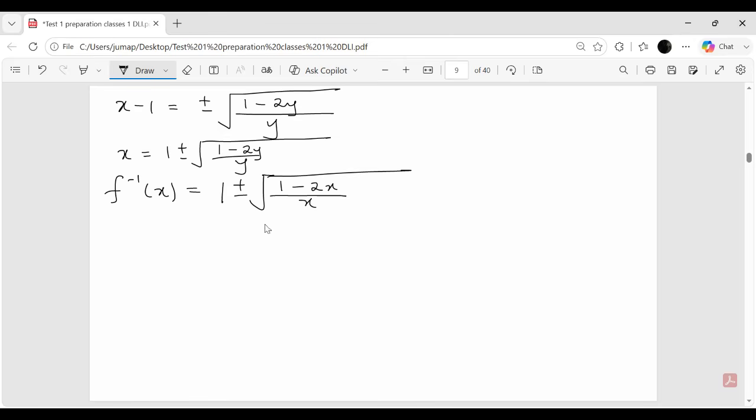So when I'm finding the domain, the first thing I'm going to say is that here I have a rational function in a square root. The first thing I've noted is that x must not be equal to zero, because when x is equal to zero, it's going to make this invalid. So to avoid that, x must not be equal to zero. Then the other thing is that (1 minus 2x) over x must be greater than or equal to 0 to satisfy the square root.